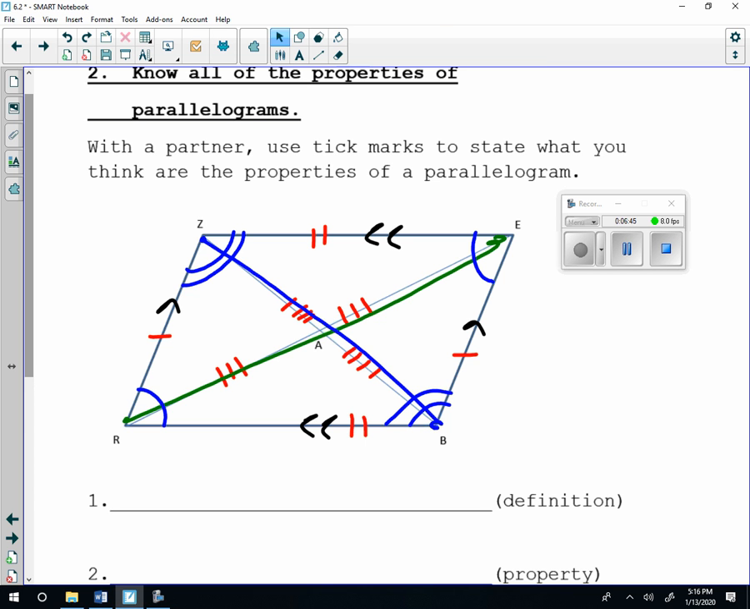What I have just marked is that both pairs of opposite angles are congruent. One of the pairs I'm referring to is angle ZRB being congruent to angle BEZ. That pair of angles are congruent. And then the other pair of opposite angles that are congruent are angle RZE congruent to angle RBE. That's the other pair of opposite angles congruent.